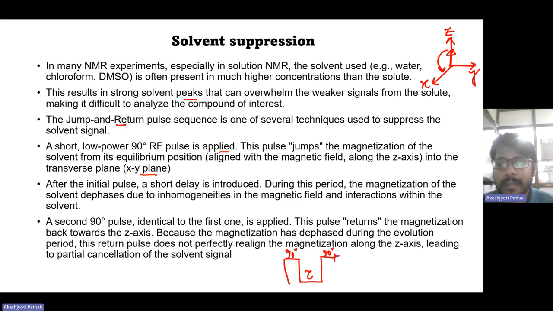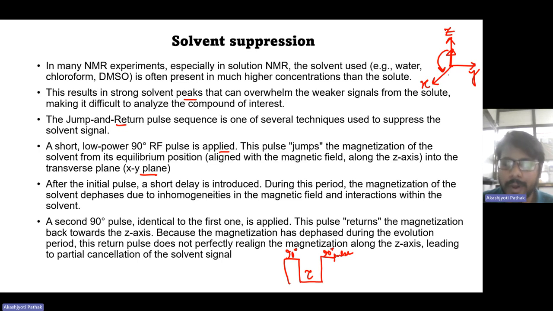So once the second 90-degree pulse is applied, what will happen? Let's consider an example. Say the RF pulse is applied along the positive y-axis. This will cause the magnetization to shift from the z-axis to the x-axis. Now there is a short delay. In this short delay, due to magnetic field inhomogeneities, the solvent molecule will dephase out, and after this short delay, again a 90-degree pulse is applied.